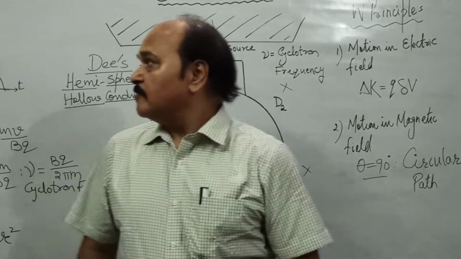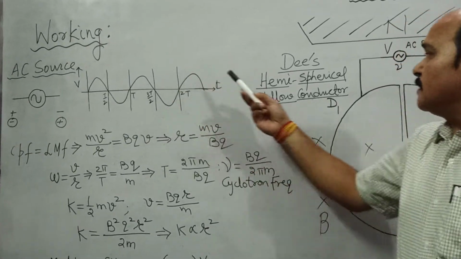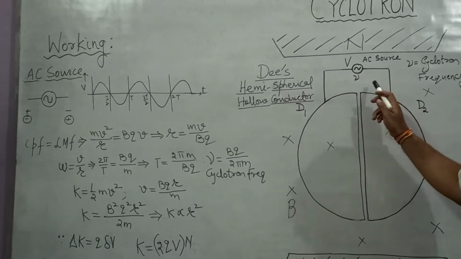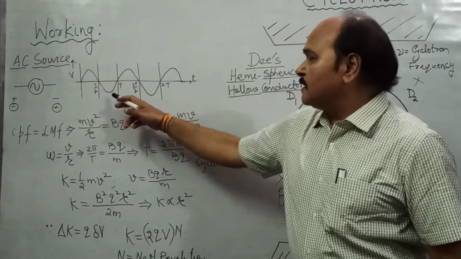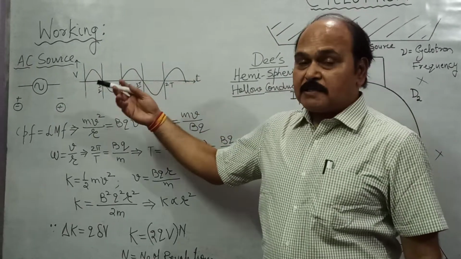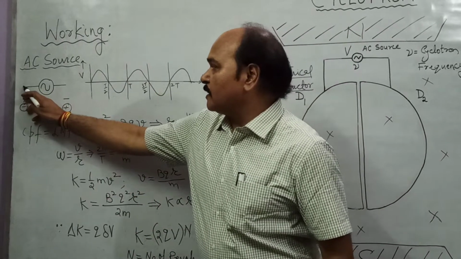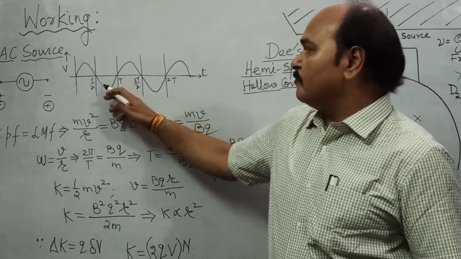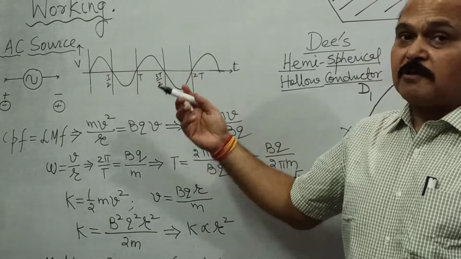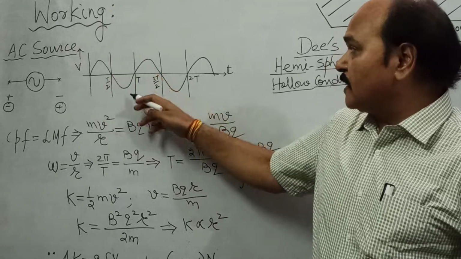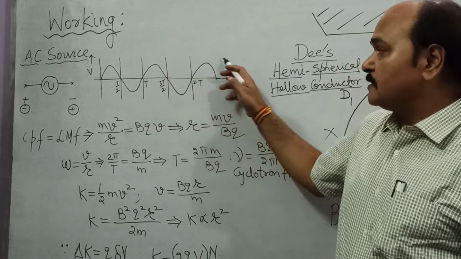Now let us move this side and see how the device works. This AC source which is connected here has a frequency nu, which is called the cyclotron frequency. At this stage we must know the nature of an alternating source. If these are the terminals of an alternating source, this is the alternating voltage, and the same is the alternating current. This alternating voltage across the terminals of an AC source varies sinusoidally with time. The variations are like this.